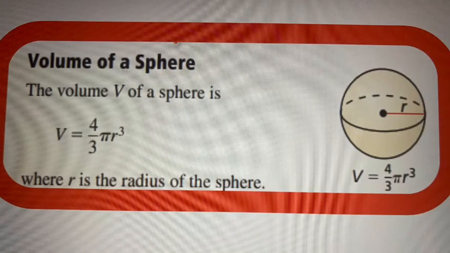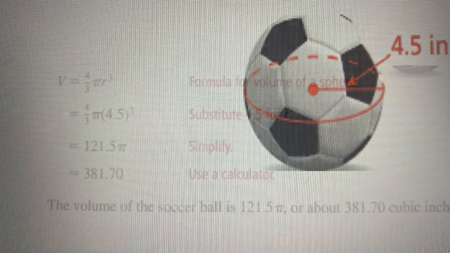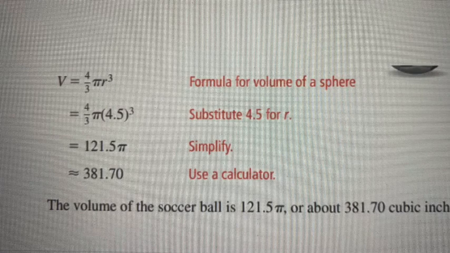Okay, how do I find the volume of a sphere? Well, the volume of a sphere is 4/3 pi r cubed, where r is the radius of the sphere. So let's look at the soccer ball. The soccer ball has a radius of 4.5 inches. It's a matter of plugging it in, but remember this time it's cubed. So 4/3 pi times 4.5 to the third power is going to give me about 381.70 cubic inches.